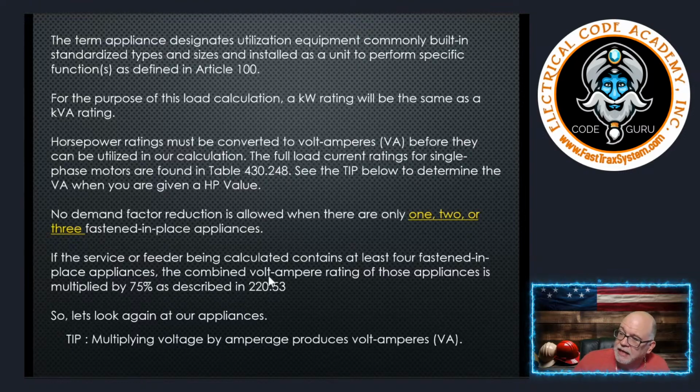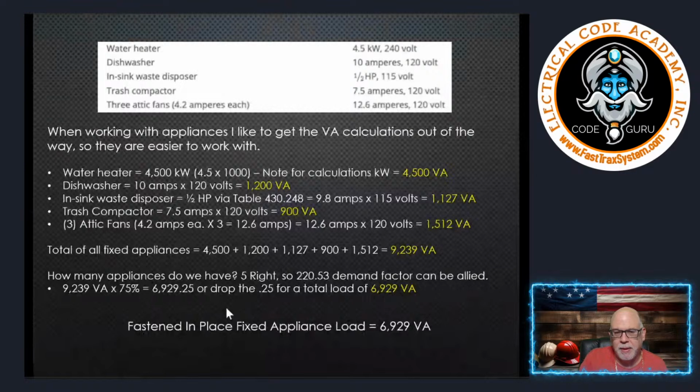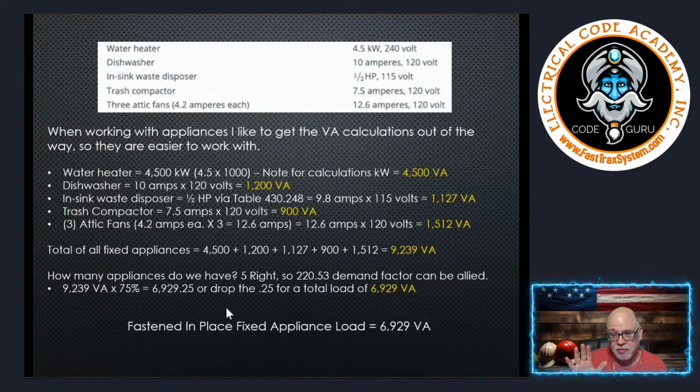All right, so let's look at it. If it is fastened in place, then we get to apply a 75% demand to that, okay? Remember, how do we get the VA? You multiply voltage by the amps. You should know that by now, but I just want to make sure that's clear. All right, so here's what we're working on. I've done the math for you. A lot of times in my videos I say you can pause and work these out, but for the webinar I wanted to go on and do it, so we've already done it.